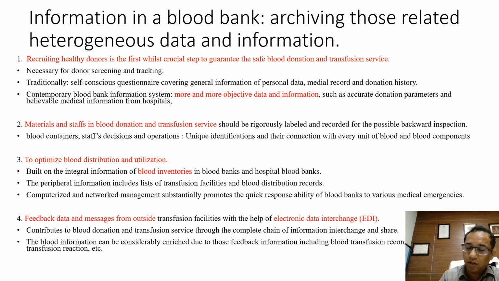We need to optimize blood distribution and utilization. This is built on blood inventories in the blood bank and hospital blood bank. Then you have peripheral information coming from a list of transfusion facilities and blood distribution records. And all this can only be done if you have a computerized and networked management system, which may promote quick response in medical emergencies.